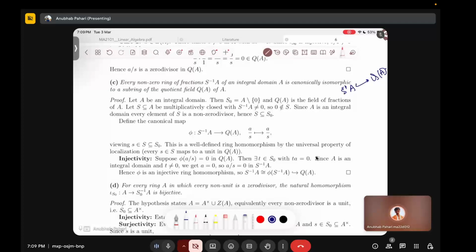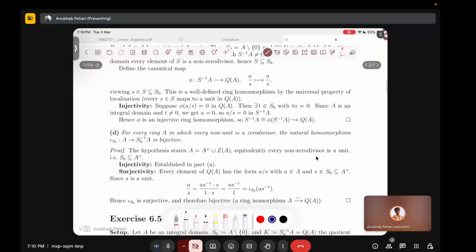Now define the canonical map phi from S inverse A to Q(A) as a/s going to a/s. Now viewing s in S, which is contained in S0, this is a well-defined ring homomorphism by the universal property of localization, right? Now for injectivity, suppose a/s is 0 in Q(A), so there exists t in S0 such that ta equals 0, and since A is an integral domain and t not equal to 0, this would imply that a equals 0, and therefore a/s equals 0 in S inverse A. Hence phi is an injective ring homomorphism, so S inverse A is isomorphic to phi of S inverse A, which is contained in Q(A).